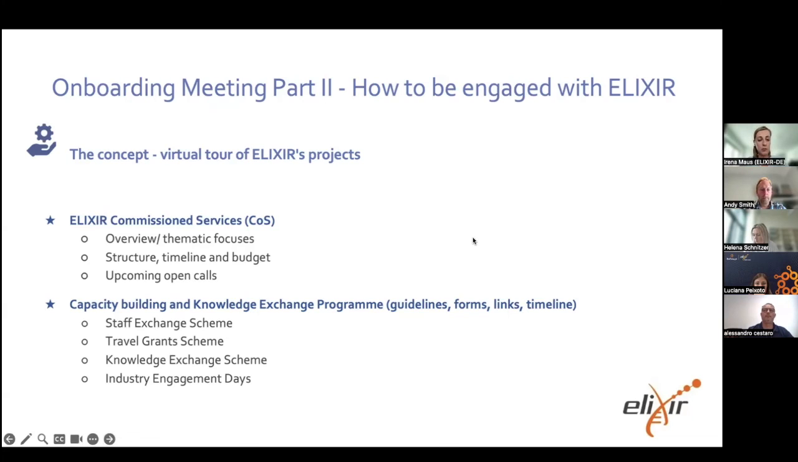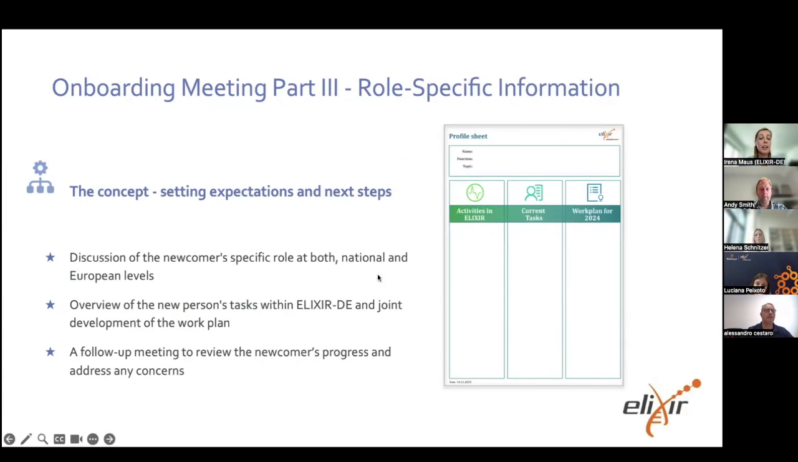The same applies for capacity building and knowledge exchange programs, being staff exchange and travel grants, for example. If the partners are aiming to participate in ELIXIR meetings, they might use the travel grant scheme here. Last but not least, we speak about the specific role of the new member, and we set expectations and next steps in that case.